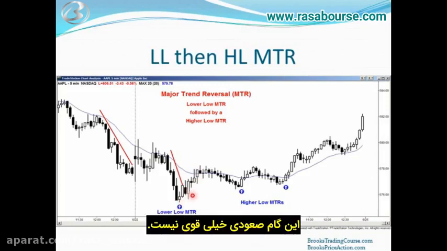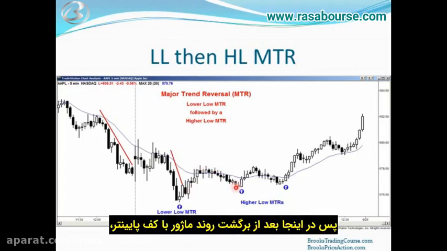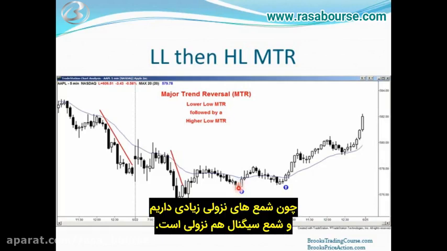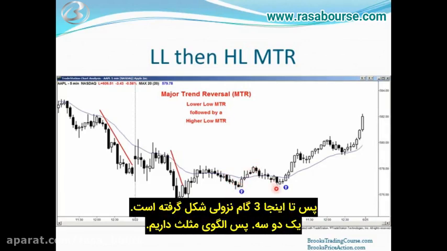Not a very strong rally, but then the sell-off was not very strong either. So right now, after the lower low major trend reversal, we have a higher low major trend reversal. To me, I would not buy this. Too many bear bars and a bear signal bar. I would wait. Then we came down again, so now we have three pushes down.